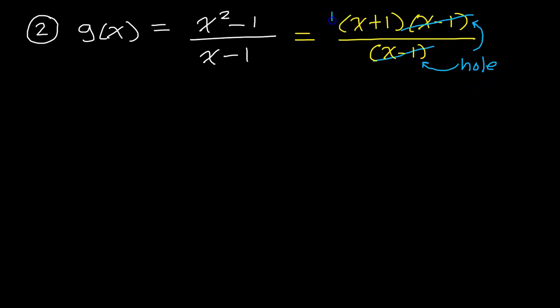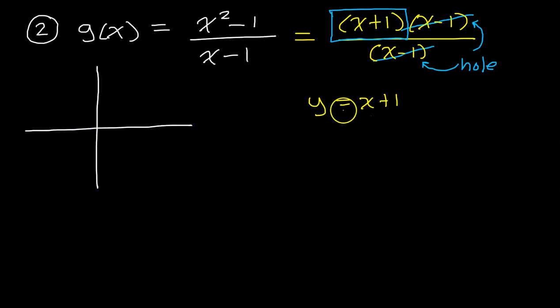So if I want to think about what the graph of the function looks like, I can just focus on the remaining part of the graph. So imagine just graphing y equals x plus 1. What would that look like? All right, obviously this would be a straight line with a y-intercept of 1. So here's 1 right here. It has a slope of 1.